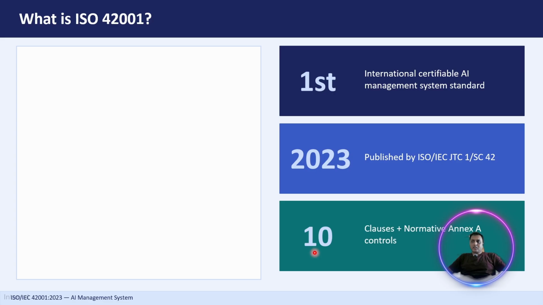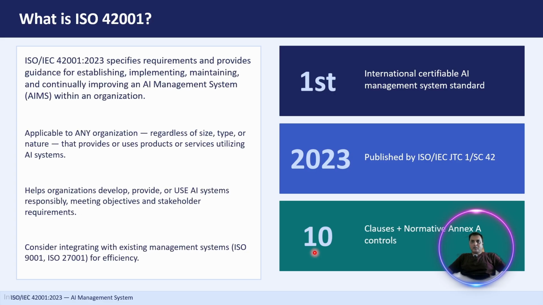Now let us understand what is ISO 42001. So ISO 42001 is the first international standard of its kind. It was published in the year 2023. It is published by ISO and IEC jointly. It has a total of 10 clauses and Annex A controls.